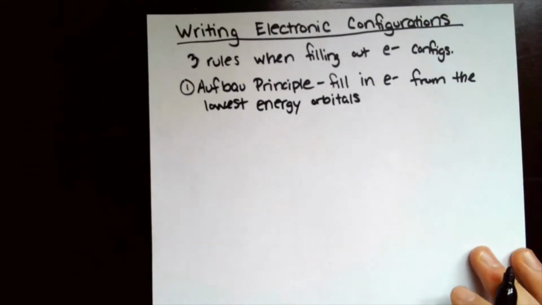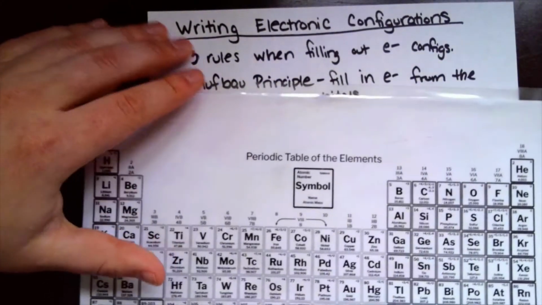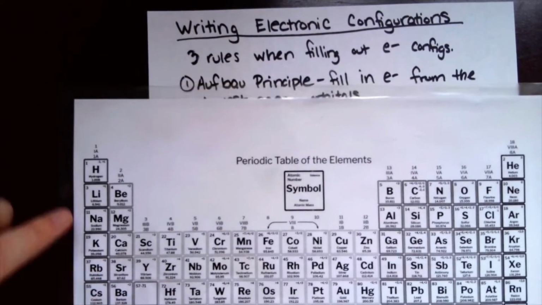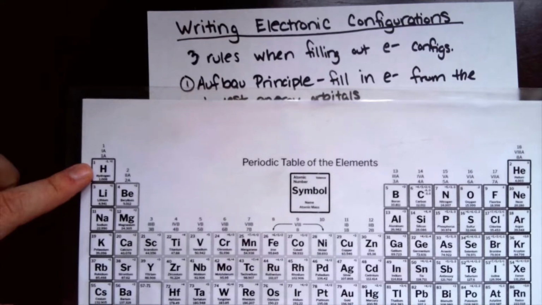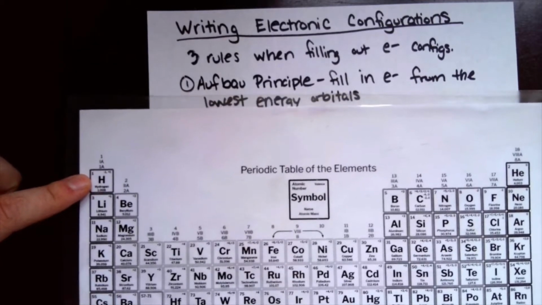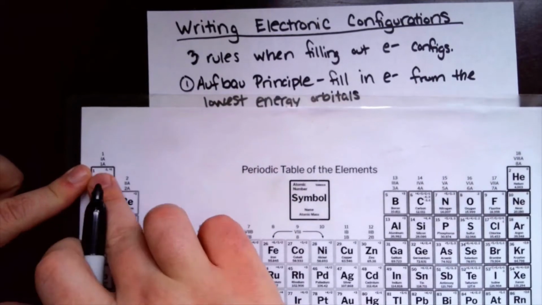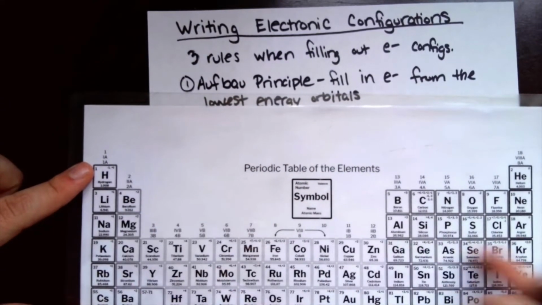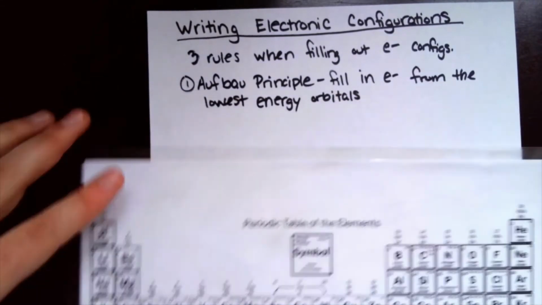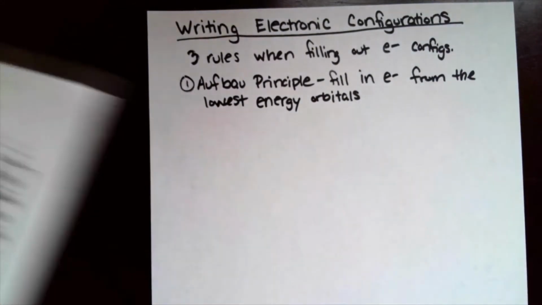So what does that mean? Well, if we look back at the periodic table, basically the higher up on the periodic table, so the lower the atomic number, the lower energy those electrons are. So that just means you have to start up here in the 1s and work your way down when filling in electrons. And again, as we get through the video, it'll make a little more sense what that means.